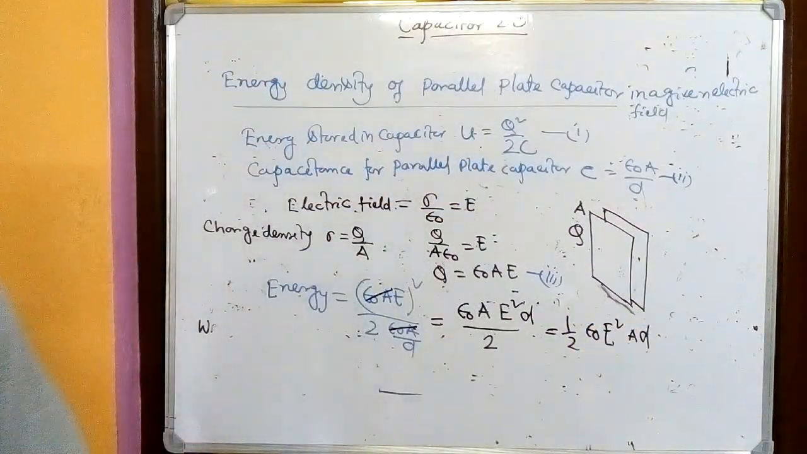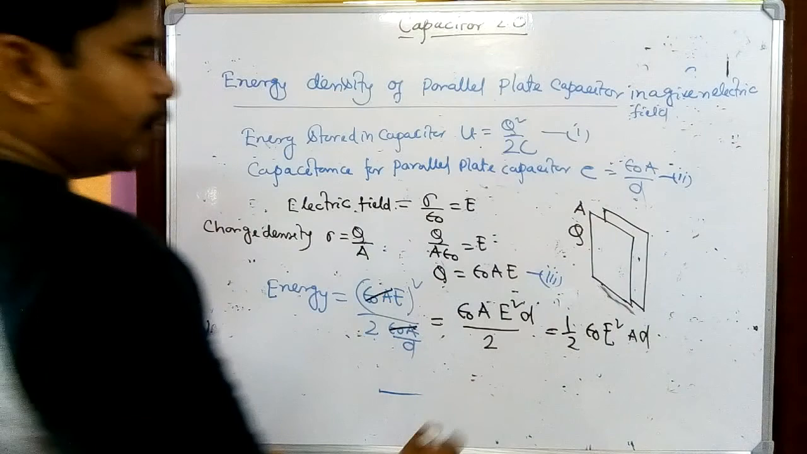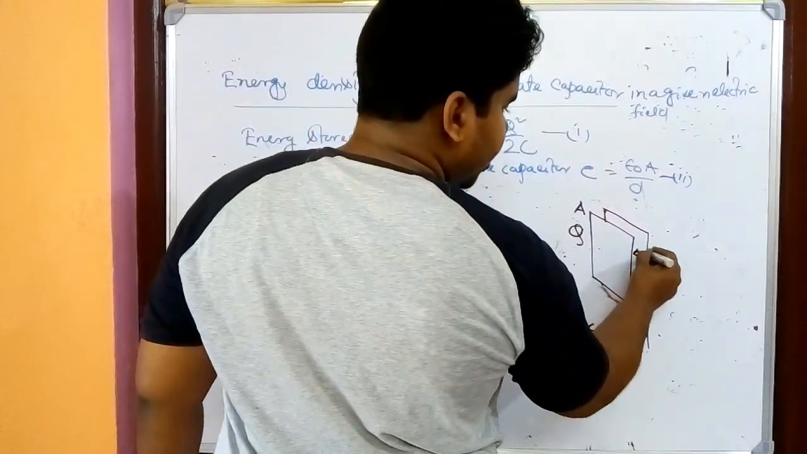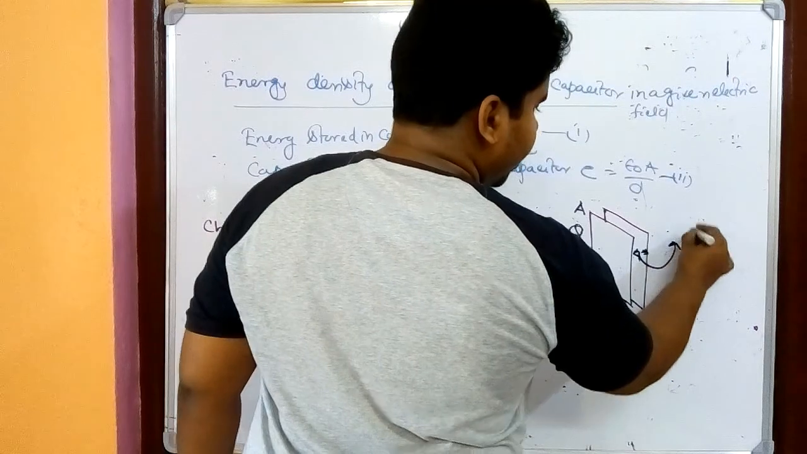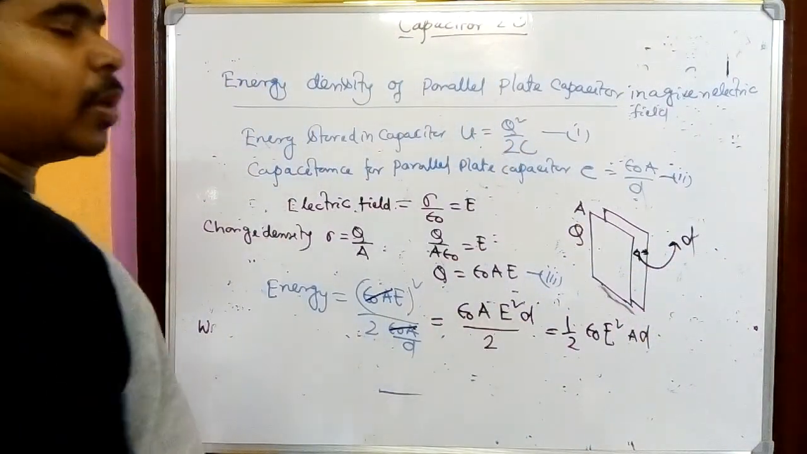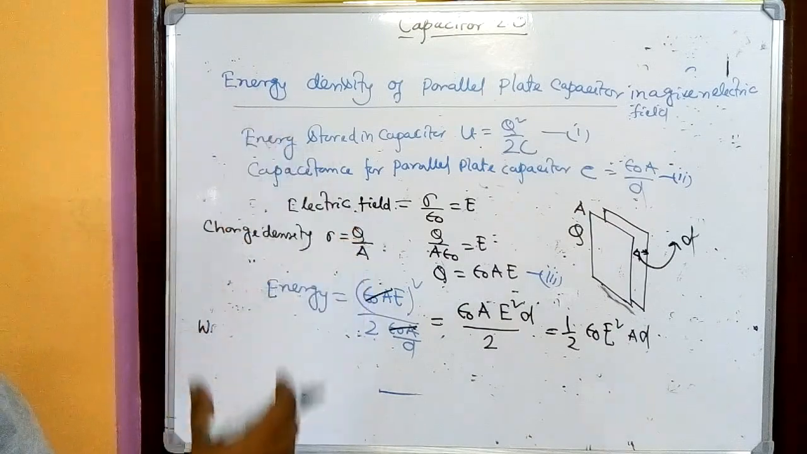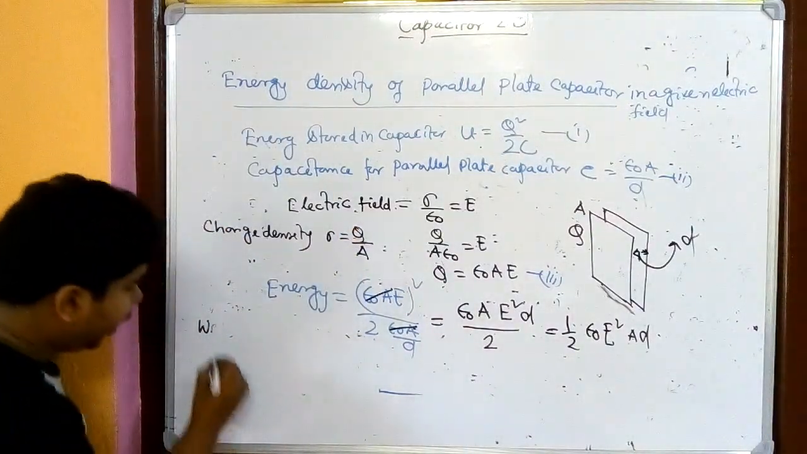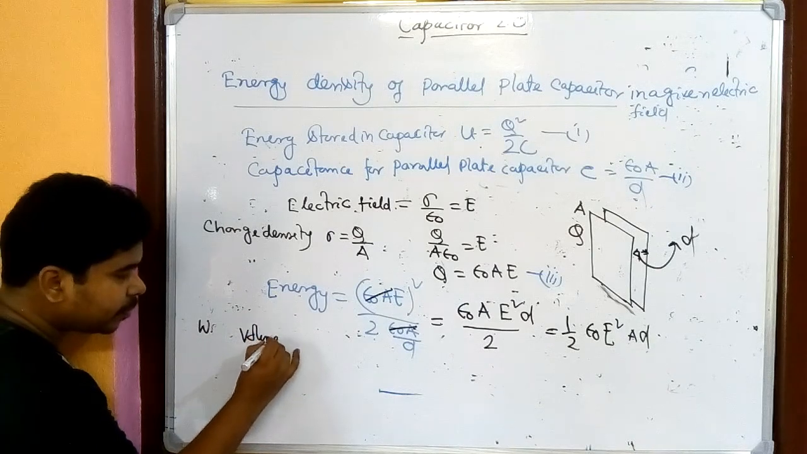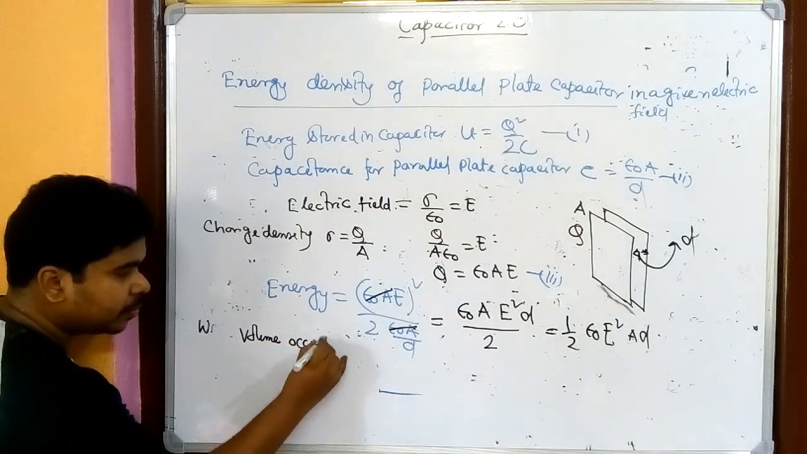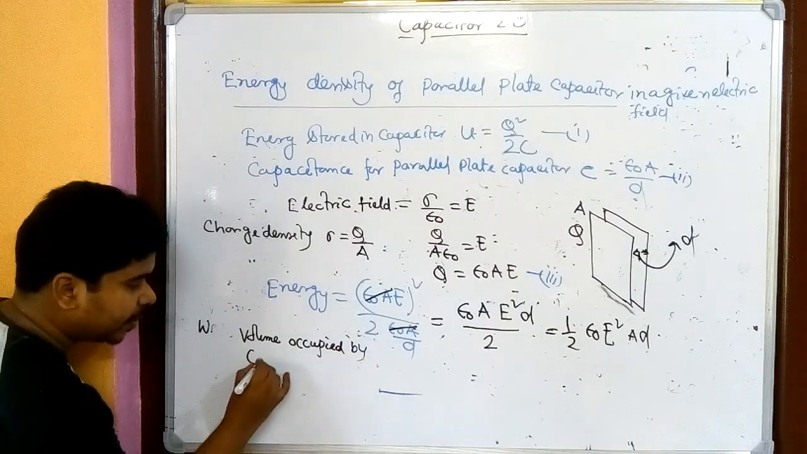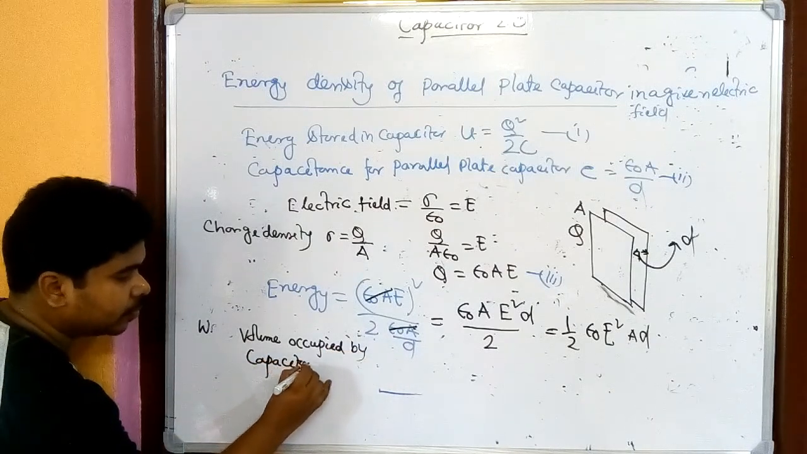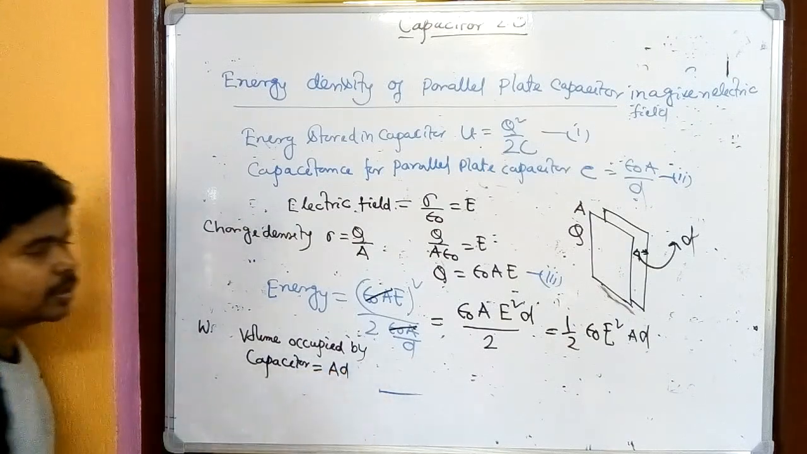What is A into D? A into D, you see, is the volume occupied by the capacitor. If the area is A and the distance between the plates is D, so A into D is what? Volume occupied by the capacitor.